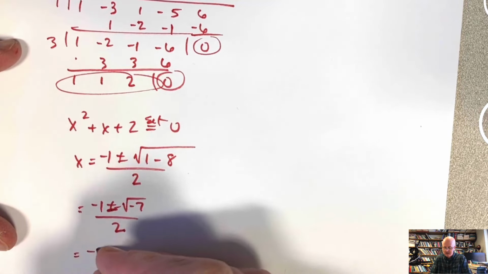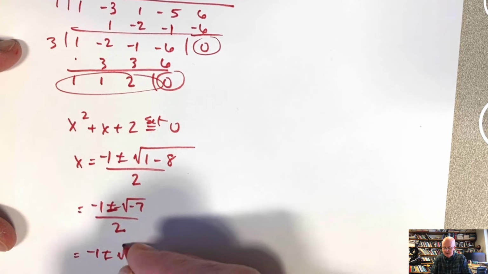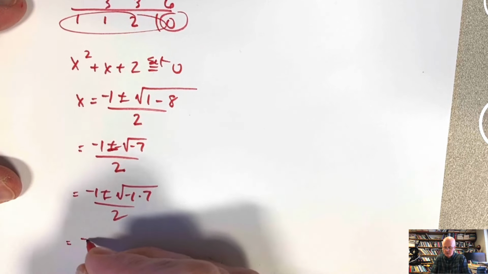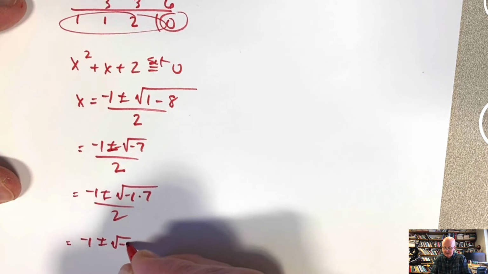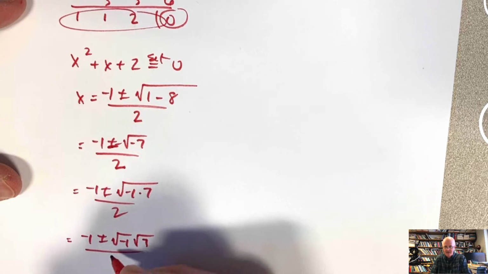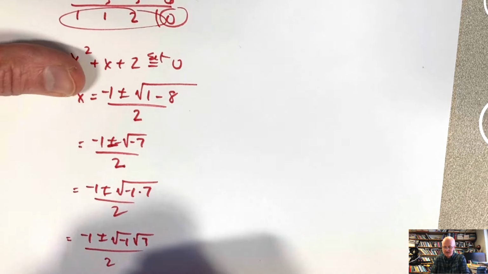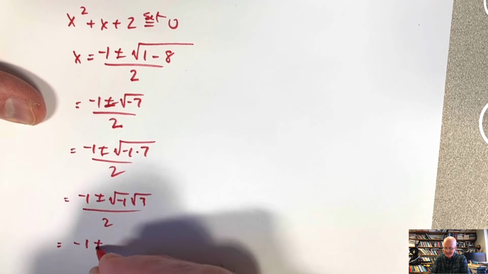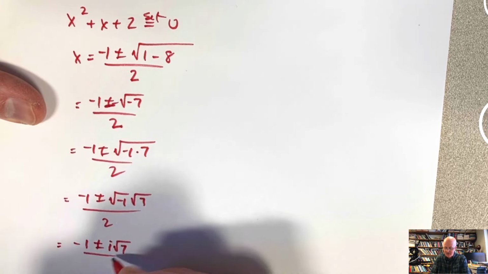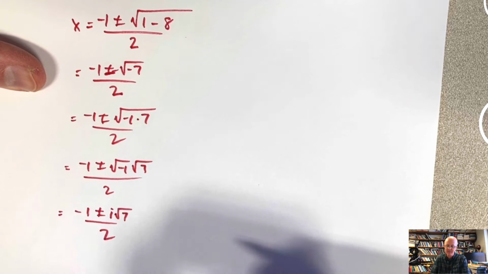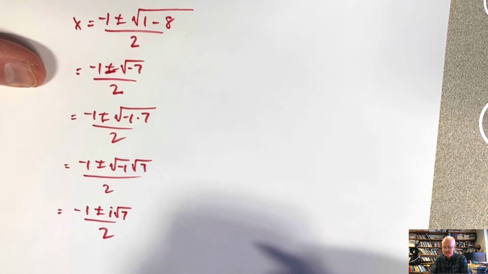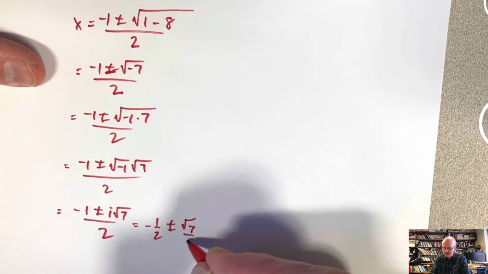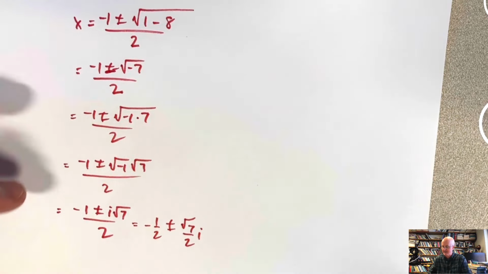Negative 7 can be thought of as negative 1 times 7, and that square root can be separated like this. And I have the square root of negative 1, which gets replaced by i. So I got negative 1 plus or minus i times the square root of 7, over 2. Yikes. Complex numbers involving irrational numbers. Negative 1/2 plus or minus the square root of 7 over 2 times i would be another way to write this.